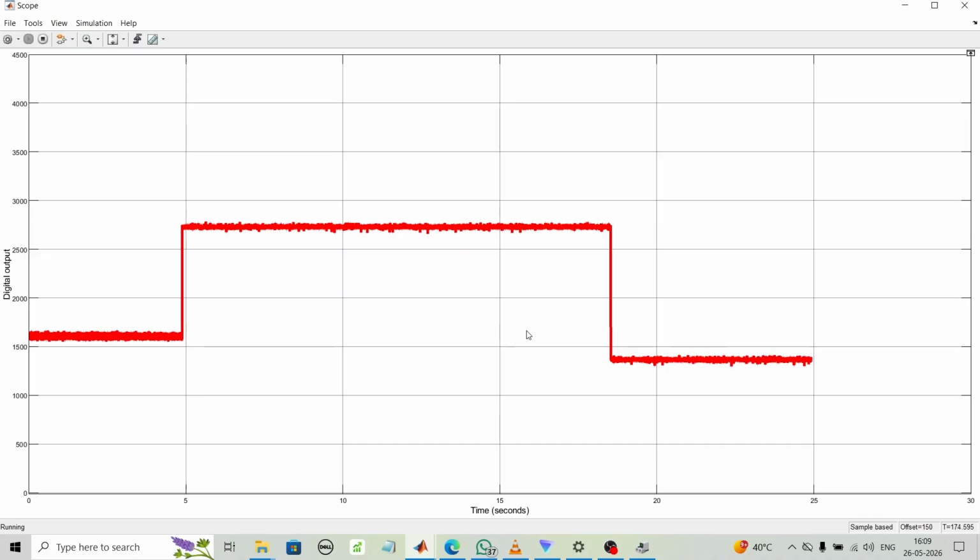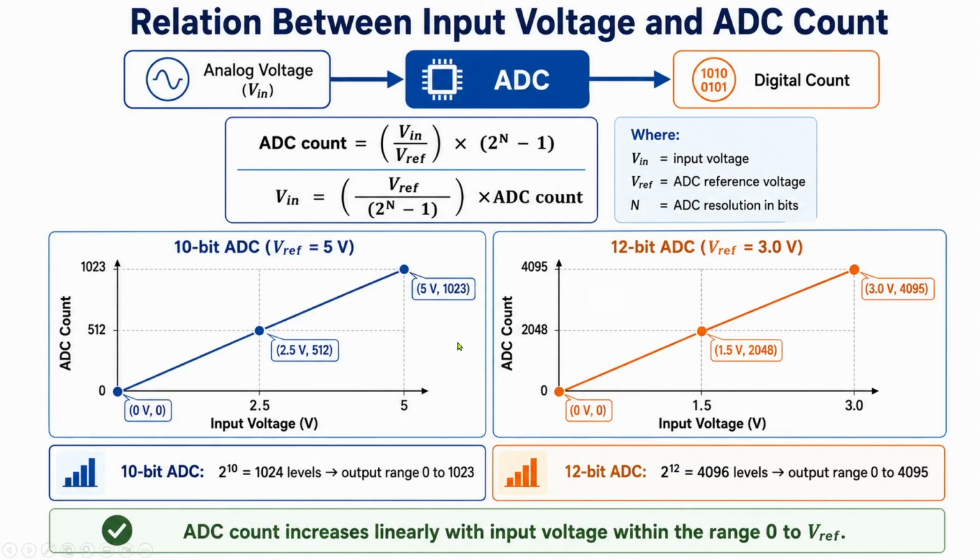First, we need to convert it into the actual analog voltage applied to the ADC pin. So now let us see how to convert ADC count into input voltage. To convert ADC count into input voltage, we use this relation. Here for the F28379D LaunchPad, the reference voltage is 3 volts and the maximum ADC count is 4095. So the scaling factor for converting ADC count into voltage is 3 divided by 4095.